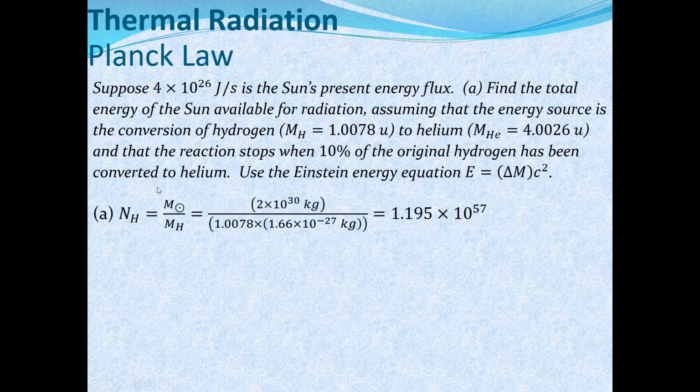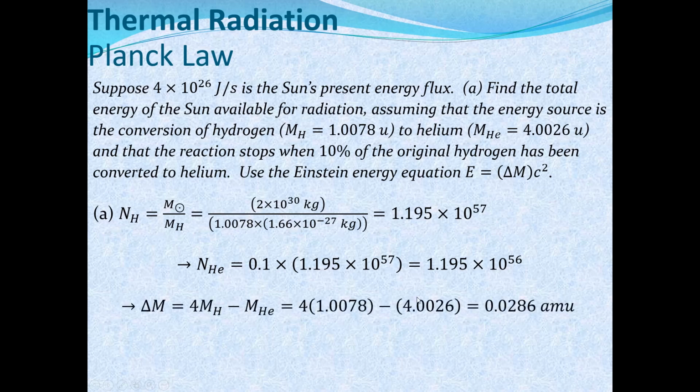So first off, we need to figure out what the original number of molecules of hydrogen was. So the entire mass of the sun was originally hydrogen. Divide the two numbers, and we get this. So this is the number of hydrogen molecules. Now we know that 10% of this hydrogen is going to be turned into helium. So we take 10% of that and we get this. This is the number of helium that's going to be produced.